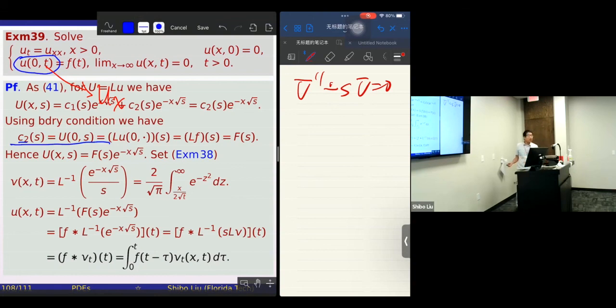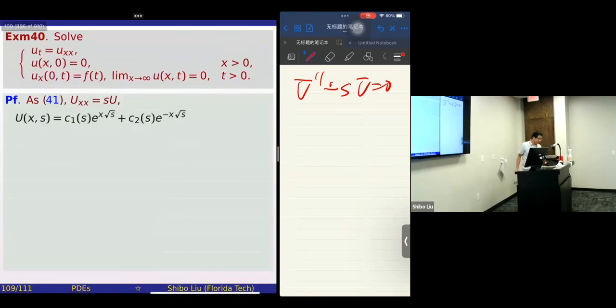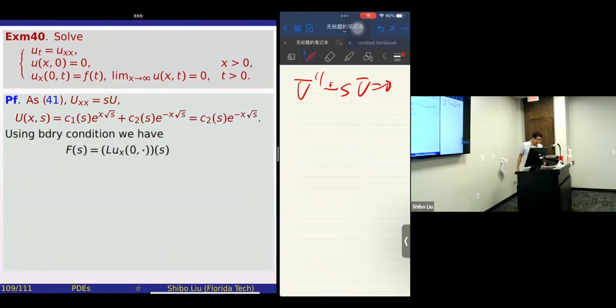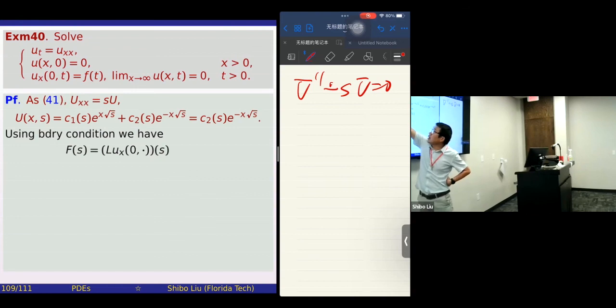Our boundary condition related to this example is related to the derivative. So your boundary condition is the Laplace transform of your boundary function, small f, which is capital F. That is the Laplace transform of u_x where x equals 0.